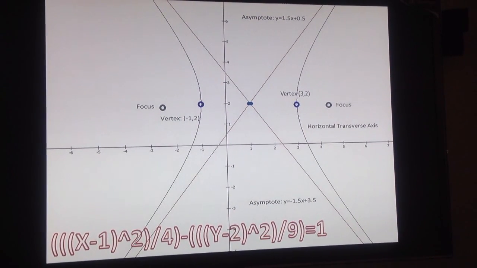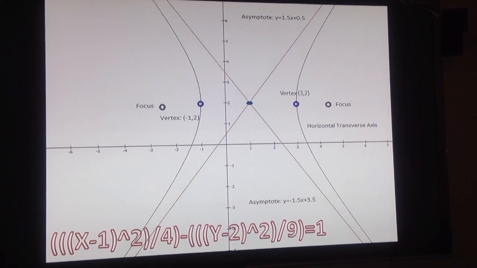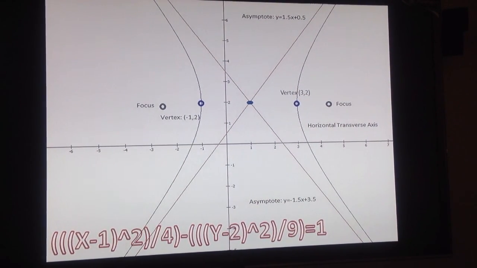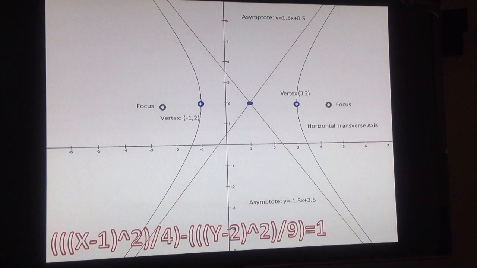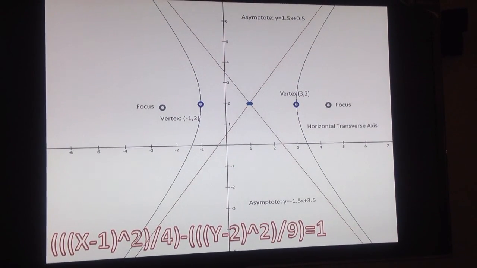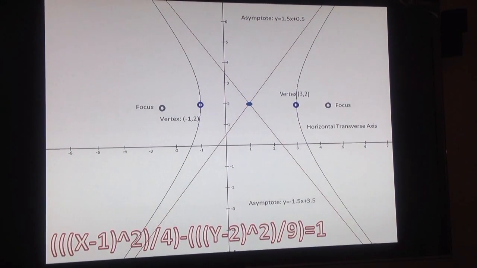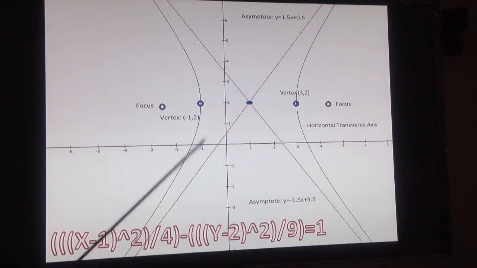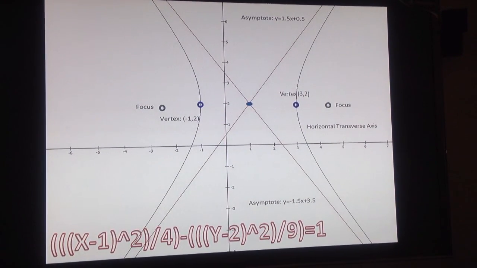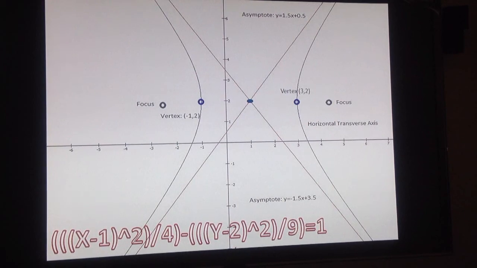this case. We plugged the center 1, 2 into y equals positive or negative 3 over 2x plus b, to find a b value of 3.5 when the slope is negative, and of 0.5 when the slope is positive. So the asymptotes are y equals 1.5x plus 0.5, and y equals negative 1.5x plus 3.5. Draw a smooth curve through the vertices that never cross the asymptotes.